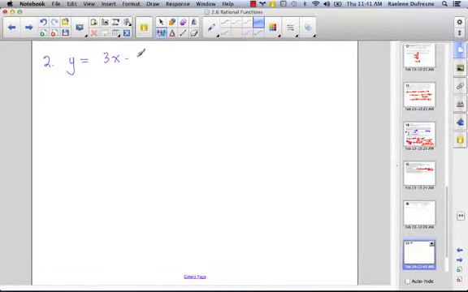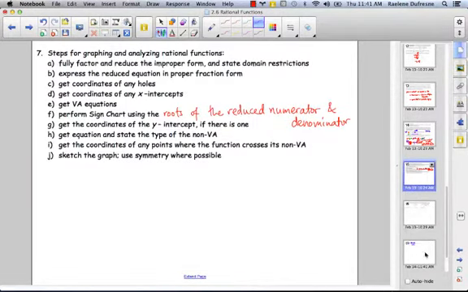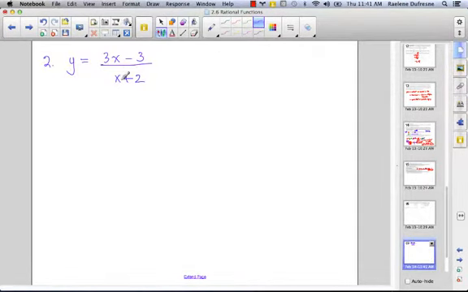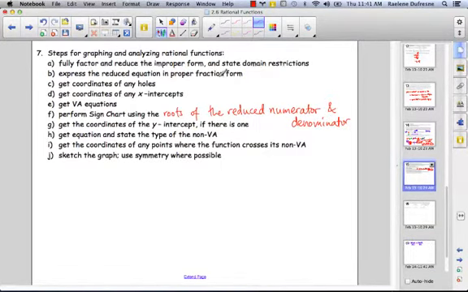So we have y equals (3x minus 3) over (x plus 2). And the first step says to fully factor and reduce the improper form. This is improper because the degree of the top is 1 and the degree of the bottom is 1. So we can factor out a constant, but we don't have any common factors, and therefore we don't have any holes in the graph. So we are ready now to move on to the next step.